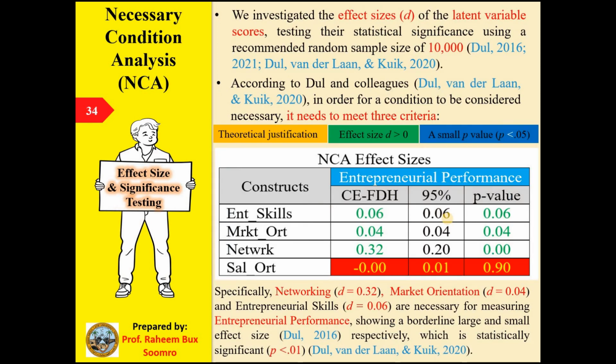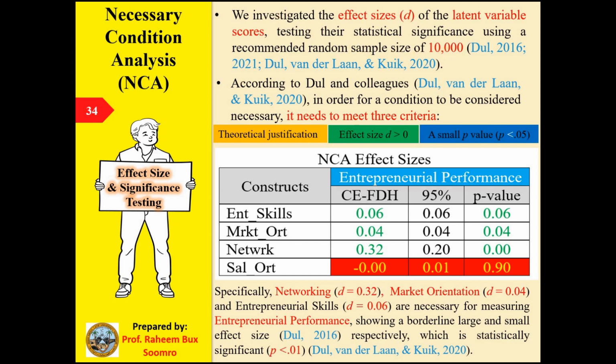Now, we tested the effect size of the latent variable scores and their statistical significance using the recommended sample size of 10,000 permutations. So here we have to check whether our effect size is significant or not. We apply the permutations with the 10,000 sample size.